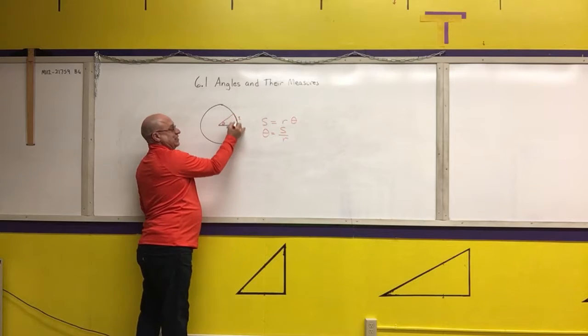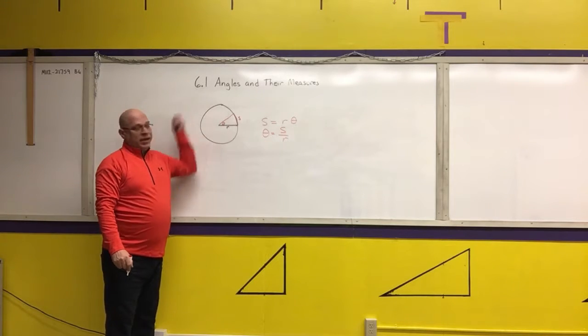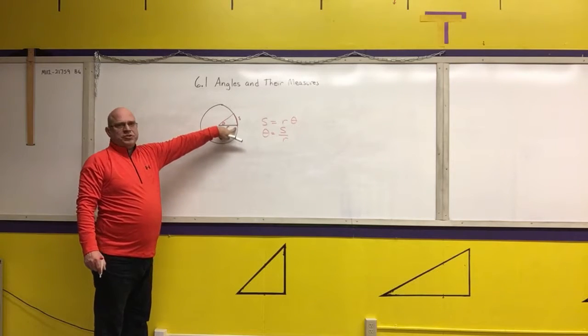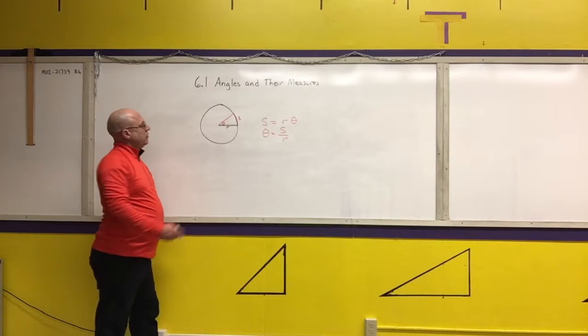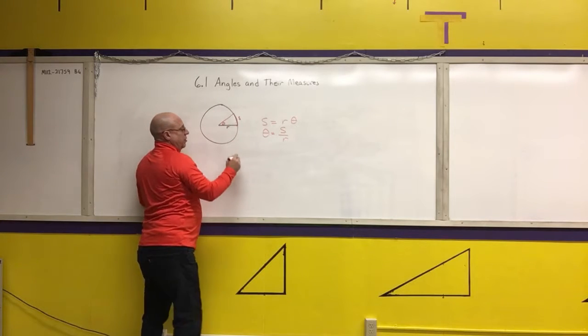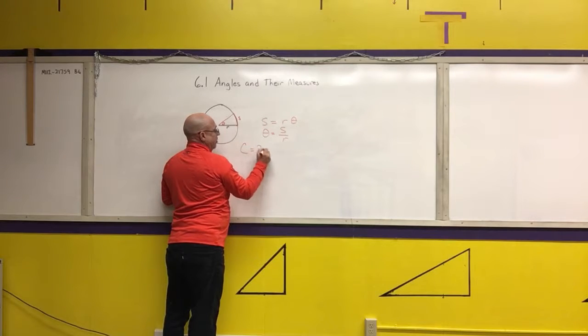S is a distance, okay? 5 feet, 10 feet, going around here. And because it's in regards to the radius of a circle, well, what's the distance all the way around a circle called? Well, it's called its circumference. And we know the circumference is 2 pi r.